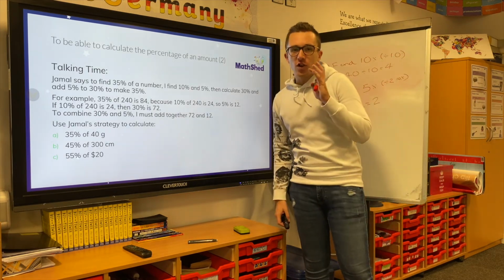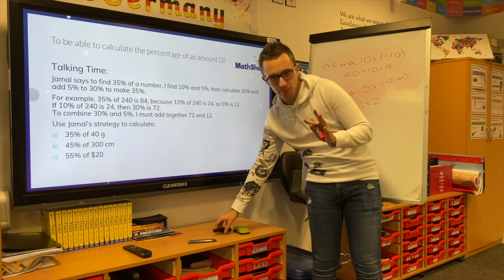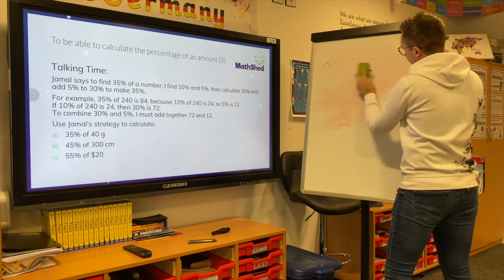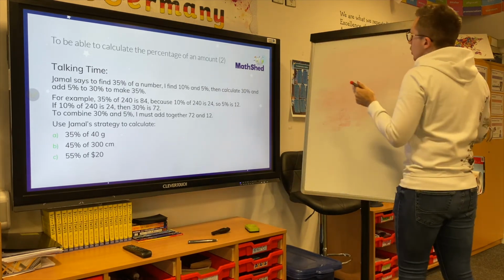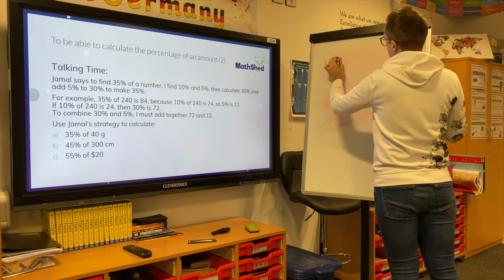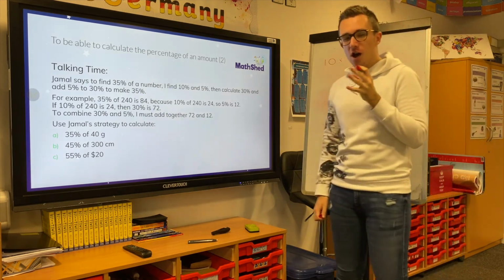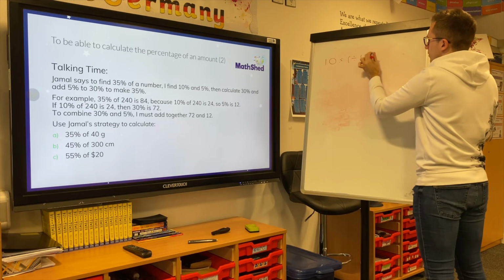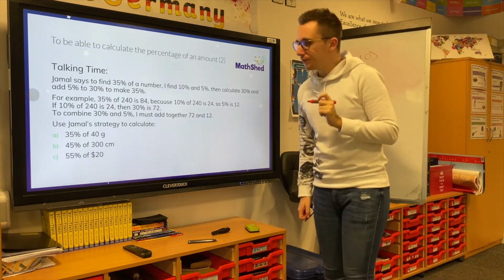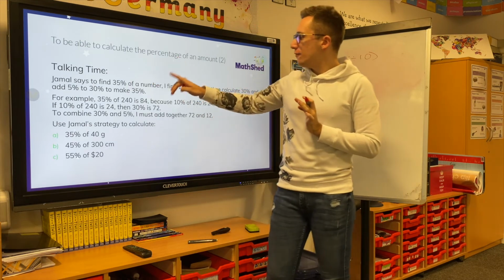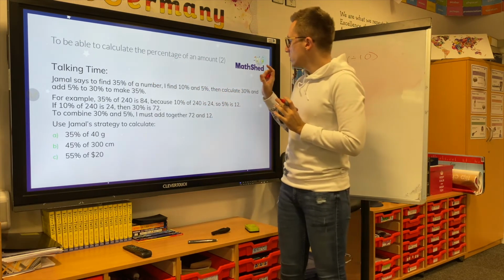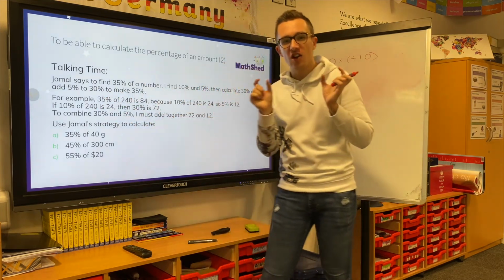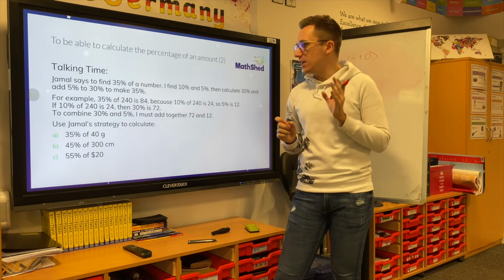Jamal says, now we're moving on to combining strategies here. Okay? So far we know we've used 10% to then find other amounts. Now we know to get 10% we divide by 10. Keep that in mind. Jamal says to find 35% of a number, I find the 30% and then I find the 5% and I add them together. And he is completely correct.